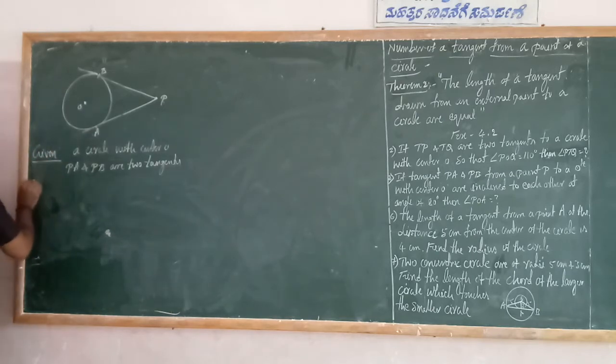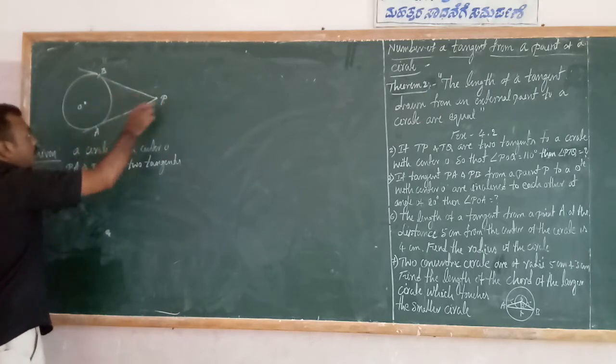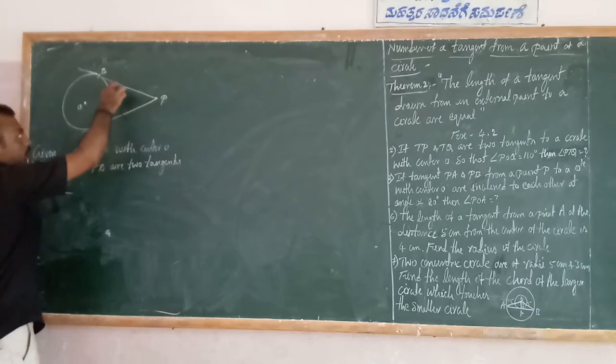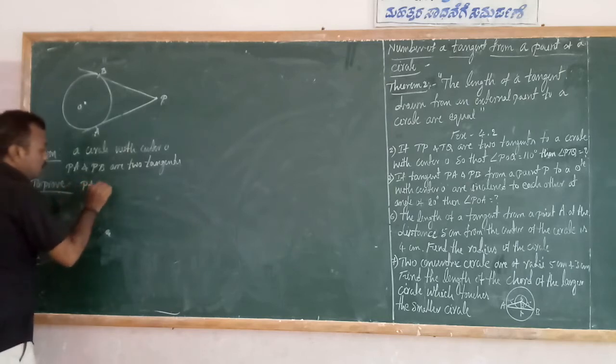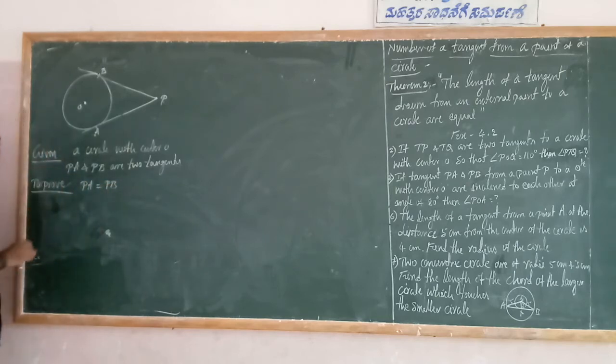This is the given. And then to prove, what we have to prove: PA is one tangent and PB is the other tangent, and the lengths of these two tangents are equal. That means PA is equal to PB. That is what we have to prove. Next, students, I will do a small construction.